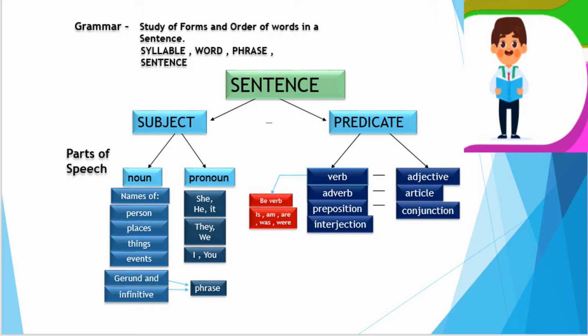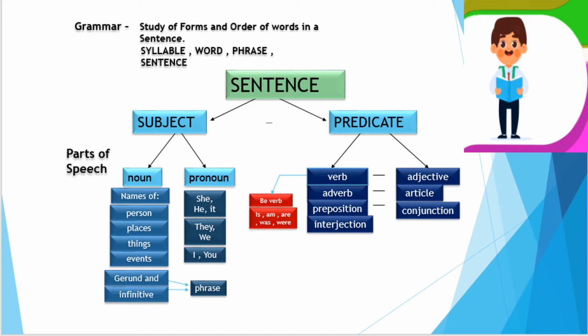What is grammar? Grammar is defined as the study of forms and order of words in a sentence. That is the simple meaning of grammar. We will just study the forms of words and order of words in a sentence.